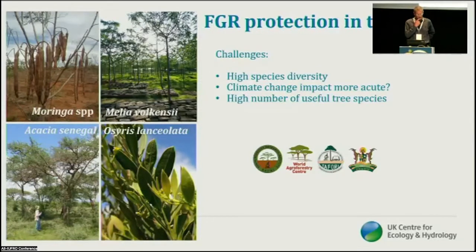So we've been looking at four different species or species groups: Moringa, Melia volkensii, Acacia senegal, and Osyris lanceolata, as species which have value in production. And I just want to focus briefly on what we've been doing with one of those.